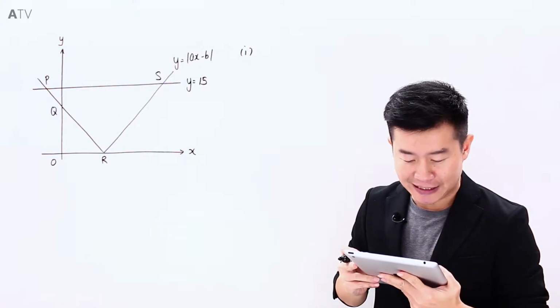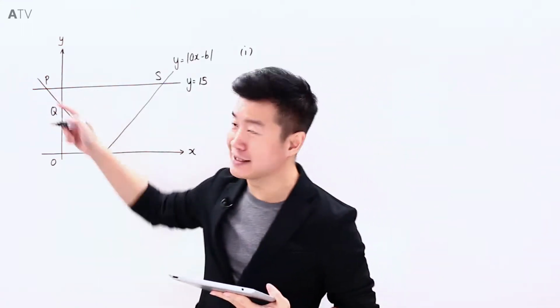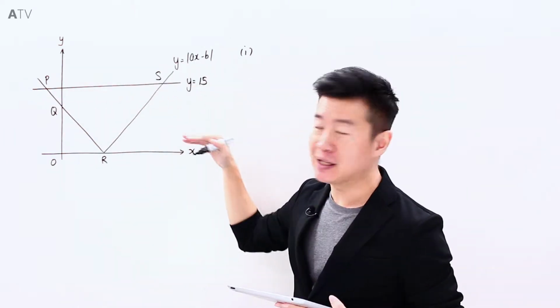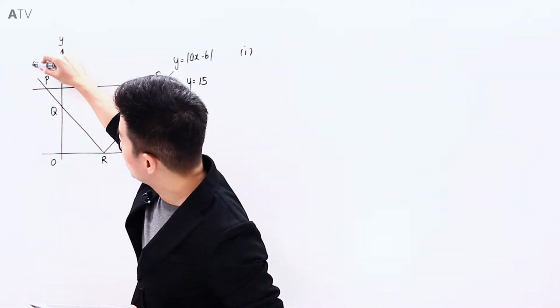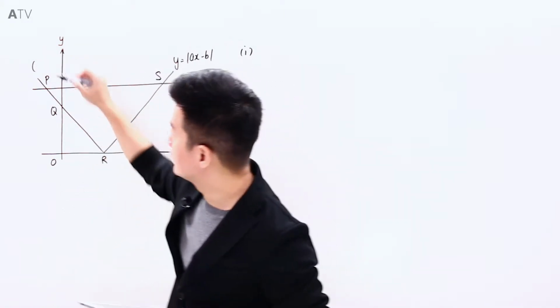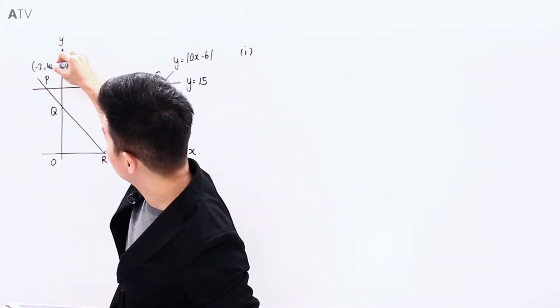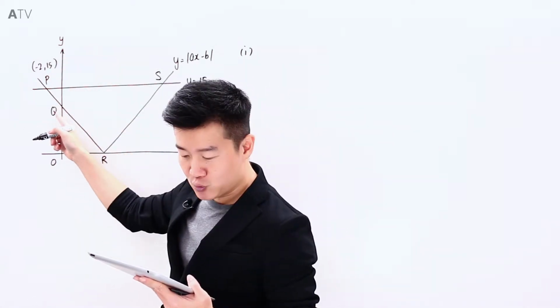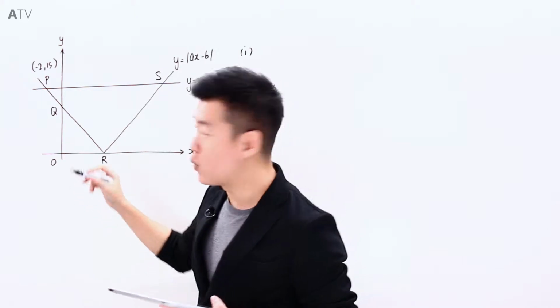As given by the question, the x-coordinate of P is -2, and since we have a horizontal line here, y is equal to 15, that passes through P, that makes the y-coordinate of P 15. So the coordinates of P will be -2 and 15. And according to the question, PQ to QR is 1:4.